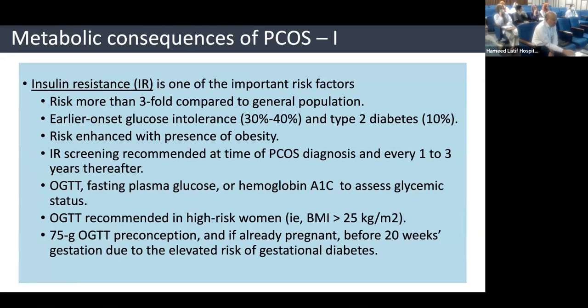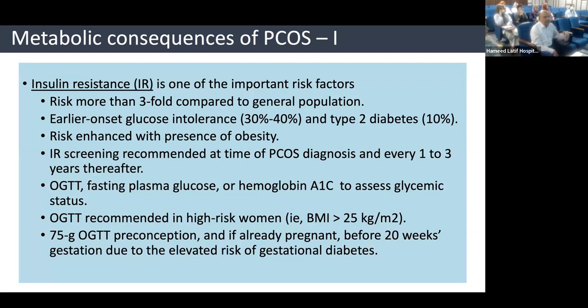And therefore, it is recommended that insulin resistance screening should be carried out when polycystic ovarian syndrome is diagnosed, and then thereafter every 1 to 3 years. These are difficult to follow, but these are some of the recommendations, and you can identify which one to carry out. The bottom line is that there is insulin resistance, and the consequences of that, of course, one is early glucose intolerance, and second is early onset of type 2 diabetes. Thirdly, the risks are enhanced if the woman is overweight.